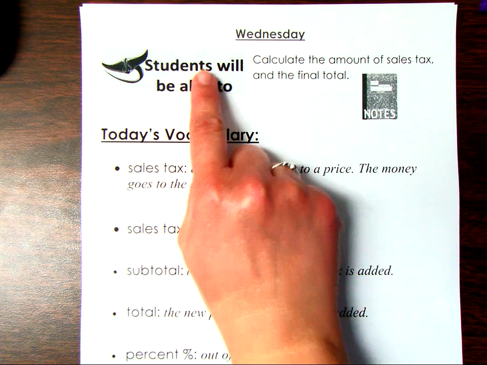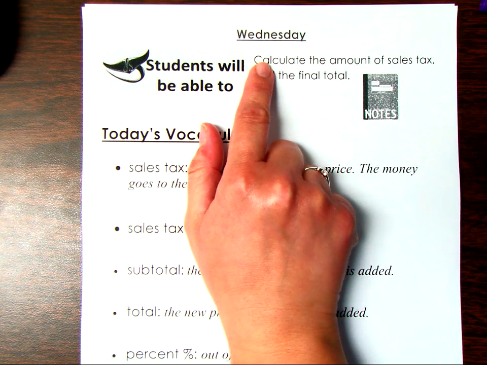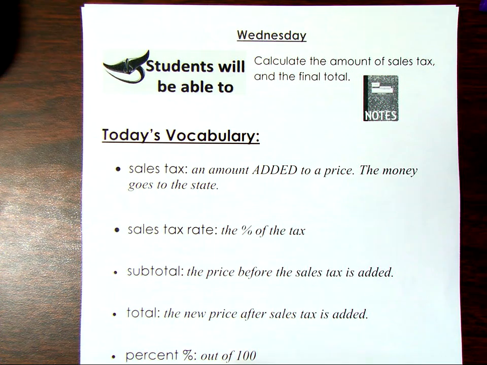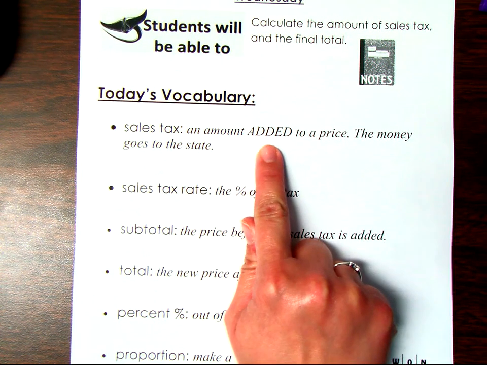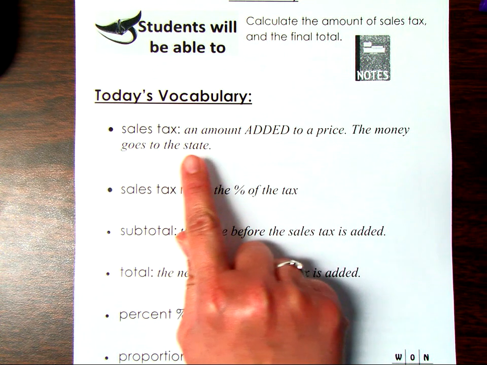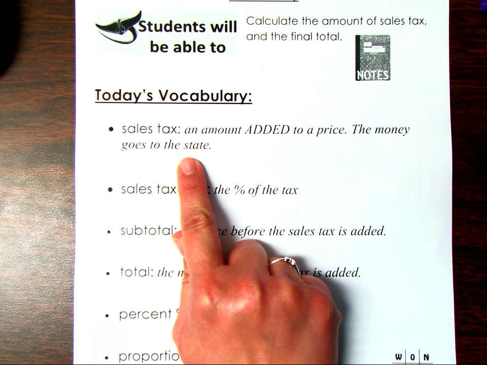So what our focus is, we're going to be able to calculate the amount of sales tax and then find the total. So sales tax is the amount added to the price. It's an additional cost. So that money is actually going to the state. And taxes help pay for a variety of things like police officers, teachers, firefighters, libraries. They pay for a lot of different things that the community and the state as a whole benefit from.